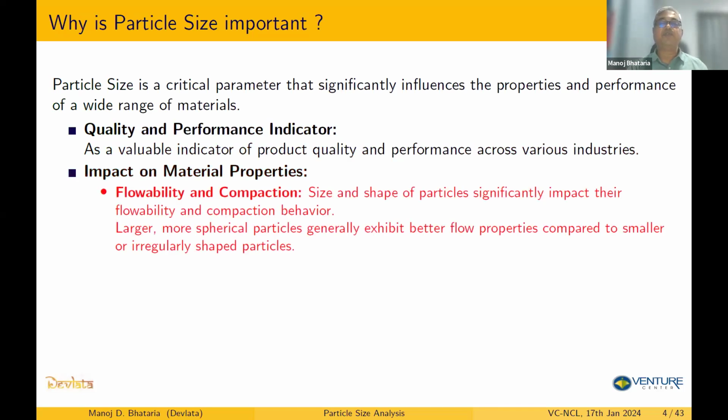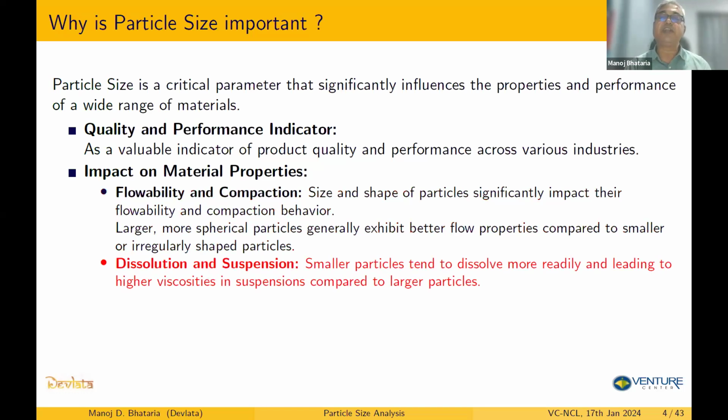For example, if you want the flow of the particles or how the particles can be compacted. When you say compacted, it could be in the sintering process for the metallurgy industry, or flowability of particles. So it is very important. What happens is that large and more spherical particles will exhibit better flow properties as compared to irregularly shaped particles. That is what we have observed.